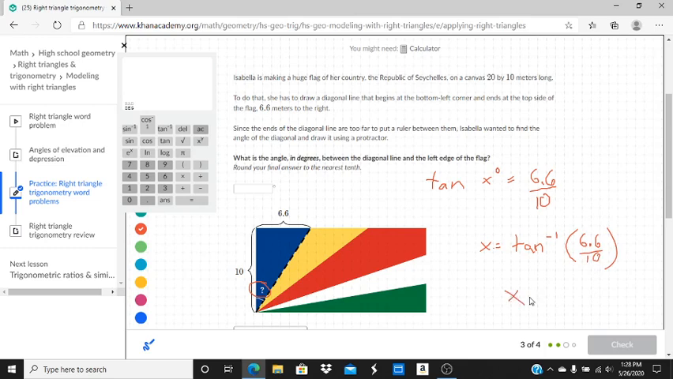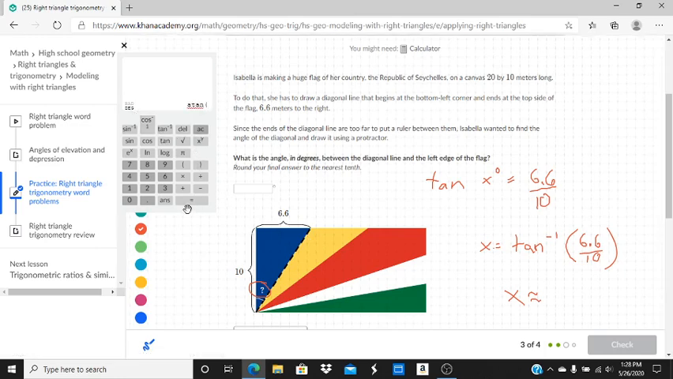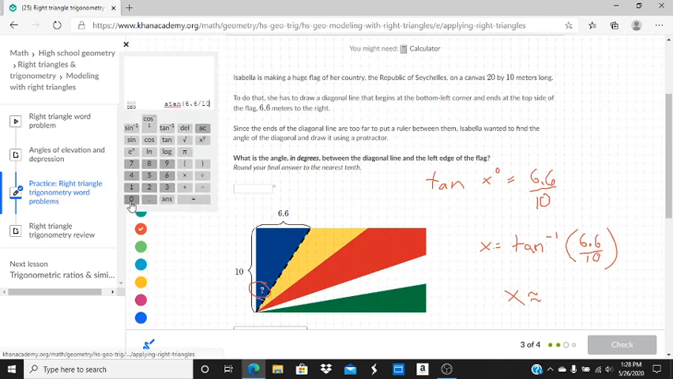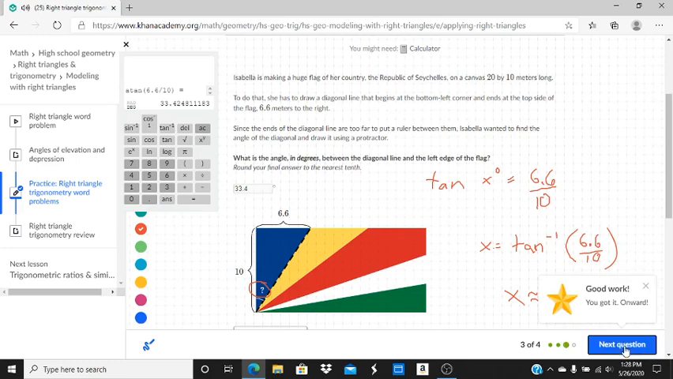So x is going to be approximately, well, let's take out a calculator. We're in degrees. We're going to go arctangent, inverse tangent. So we'll do 6.6 divided by 10. And we want the nearest tenth. We got 33.42, so we're going to say x equals 33.4 degrees. Okay, let's check our work. And look at that. We got it correct.